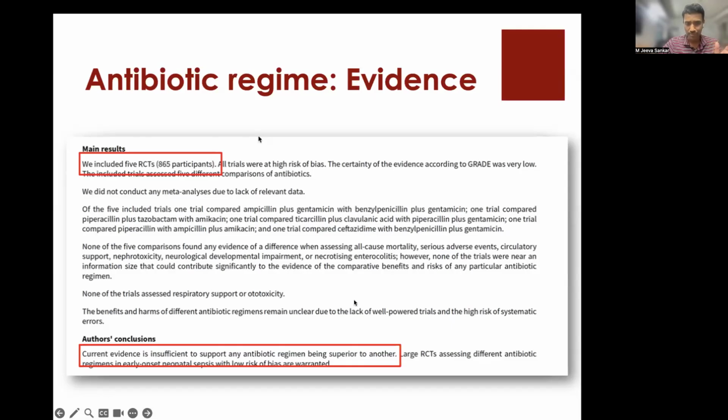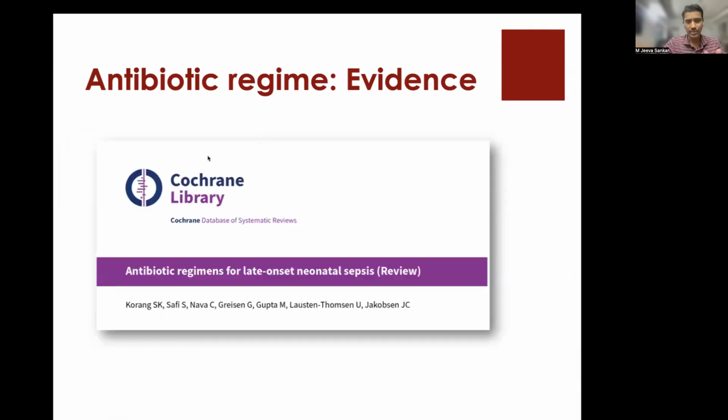We'll not go into that because, as with most Cochrane reviews, the conclusion is very easy. You can just close your eyes and tell what is the conclusion of the Cochrane review. So the current evidence is insufficient to support any antibiotic regimen. So there's no evidence to support one over the other.